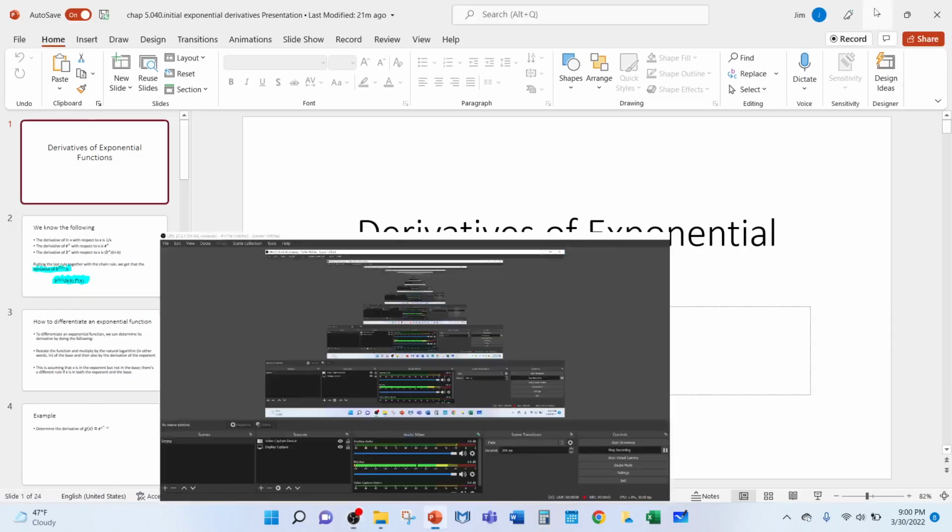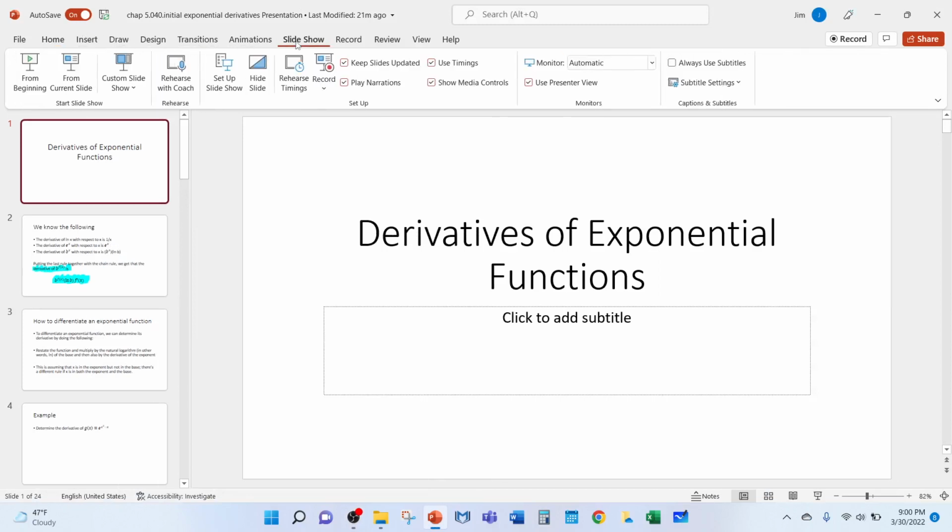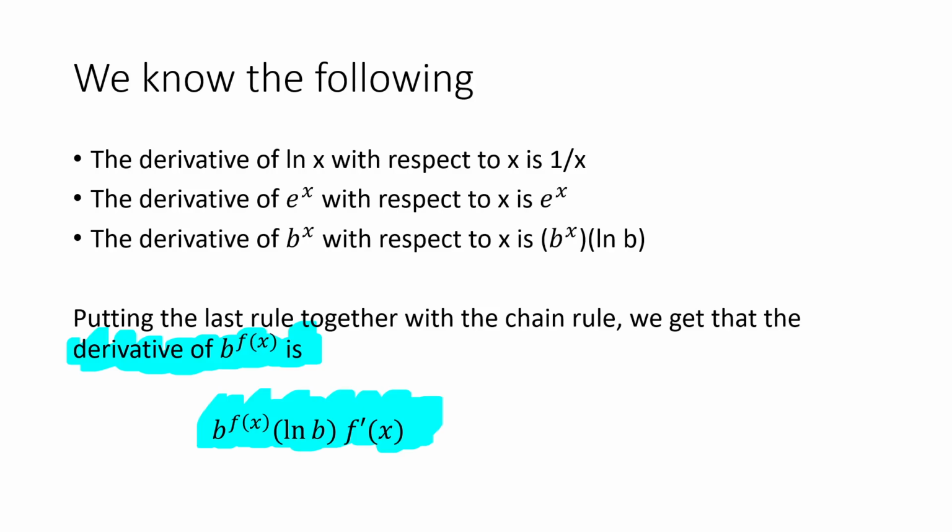In this video, we're going to do some exponential derivatives examples. So we're going to remember three laws that are pretty key. The derivative of ln x with respect to x is 1 over x. The derivative of e to the x with respect to x is e to the x, and the derivative of b to the x with respect to x is b to the x ln b.